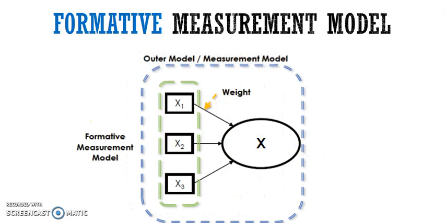In contrast, formative measurement models are based on the assumption that causal indicators form the construct. The characteristic of the formative indicators is that they are non-interchangeable.